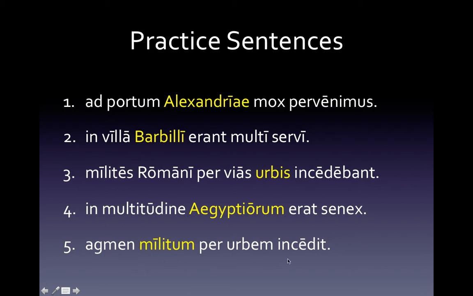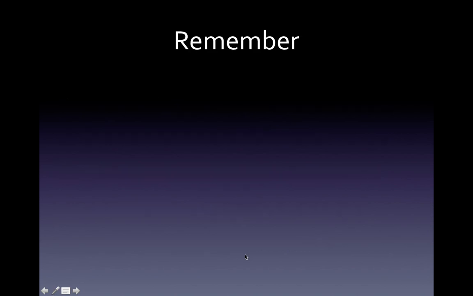Agmen militum per urbem incedit. The militum here, this is really confusing. You see um and you want this to be second declension accusative singular, or maybe you think it's neuter, so it might be nominative singular second declension. This right here relies on you knowing that this is a third declension noun because it's miles in the nominative singular. Therefore, this is genitive plural, soldiers, of the soldiers. Okay, so a column of soldiers marches through the city.